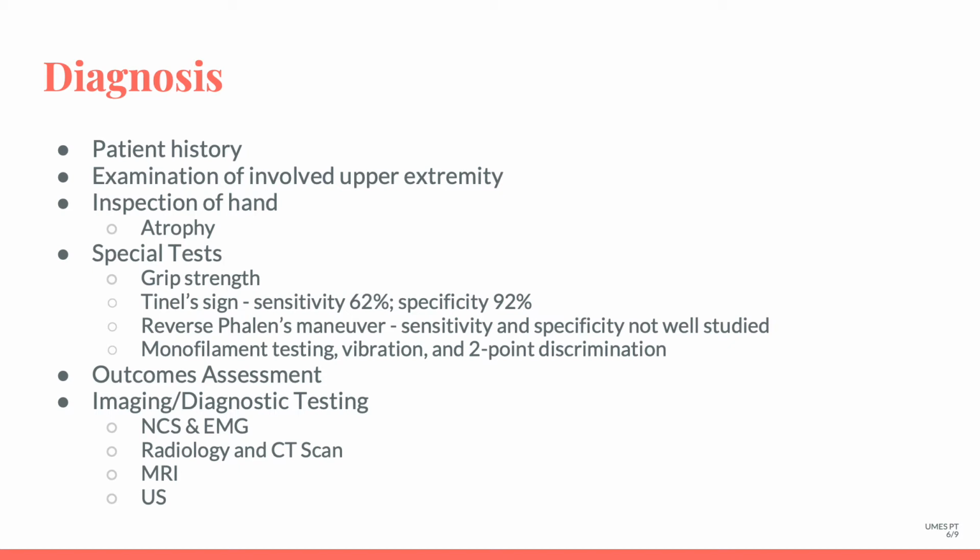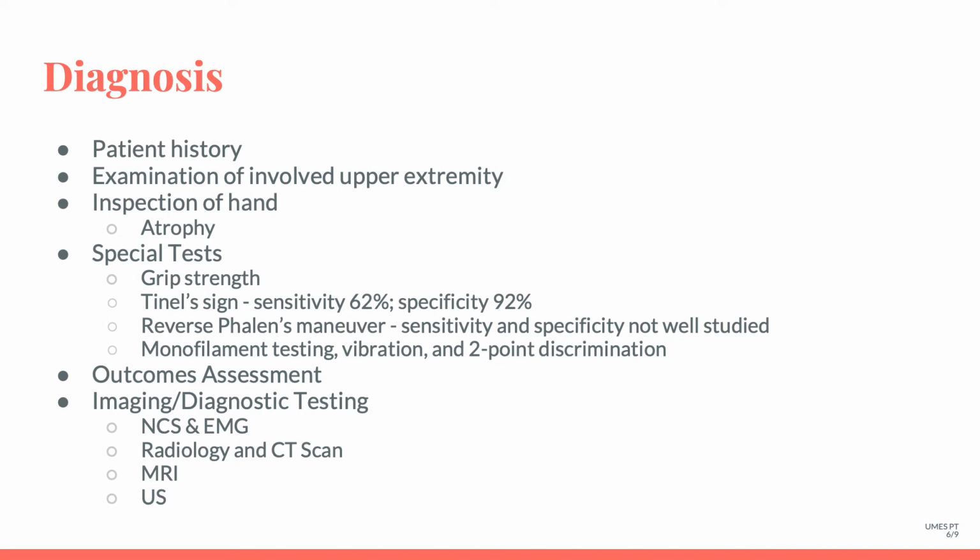And then inspection of the hand. So we want to be checking for abrasions or ecchymosis to the hand, which may indicate damage to the tissue, which can harm the median nerve. And then we also want to check for atrophy, which is a later sign, but you could see wasting.